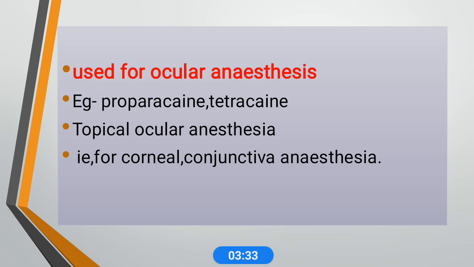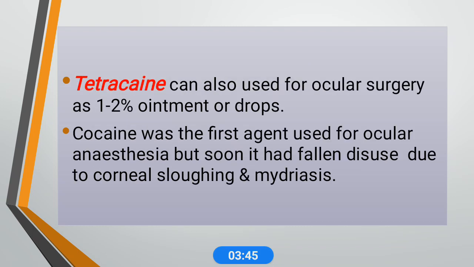Some local anesthetics are used for ocular anesthesia, such as proparacaine and tetracaine, for topical ocular anesthesia, that is corneal and conjunctival anesthesia. Tetracaine is mainly used in ocular surgery as 1 to 2% ointment or drops. Cocaine was the first agent used for ocular anesthesia, but it soon fell into disuse due to corneal clouding and mydriasis. So now tetracaine is most preferred for ocular surgery as 1 to 2% ointment or drops.